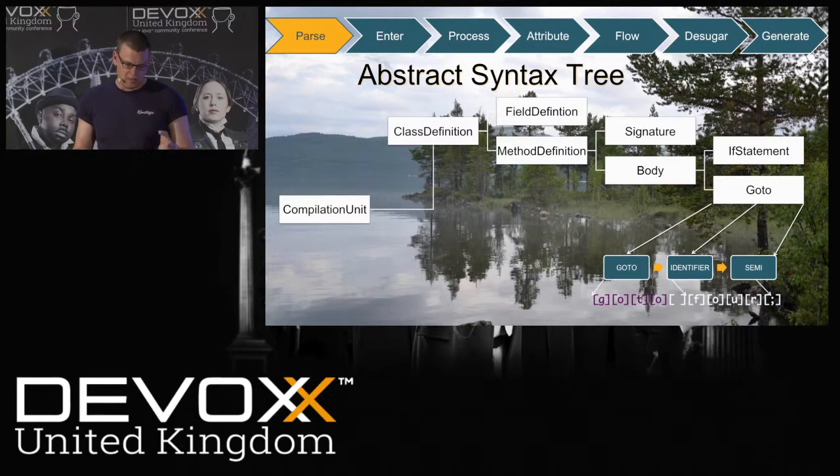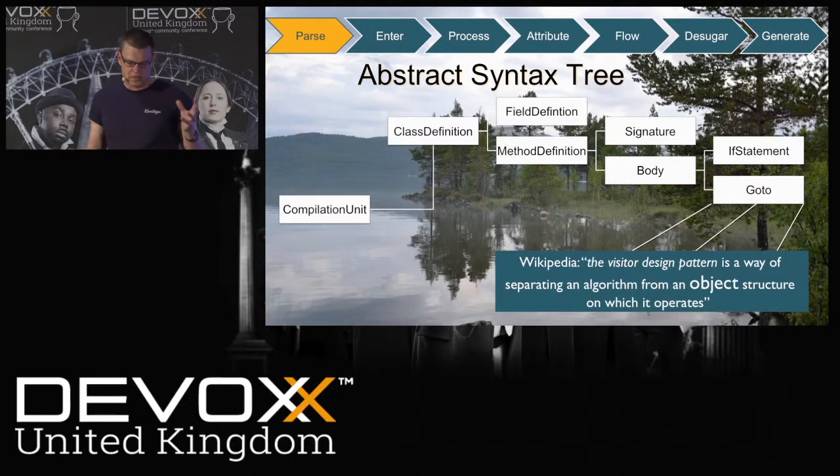And if you program in Java or any other programming language, you would recognize the concepts you see here. You have a compilation unit, that's normally a source file. You have one or more classes. You may have some fields, you may have some methods. Methods have signature, body. Within the body, you will have then different sorts of statements and expressions. And this structure can be quite large and complex.